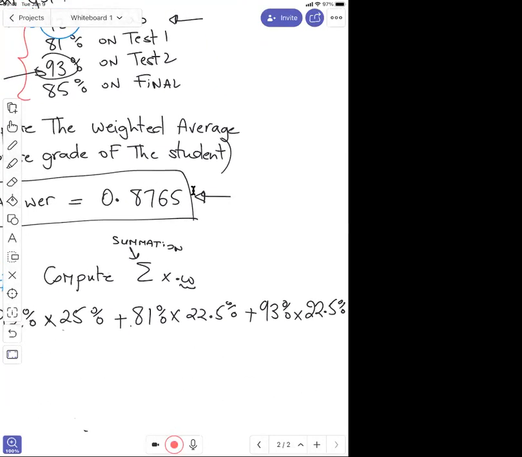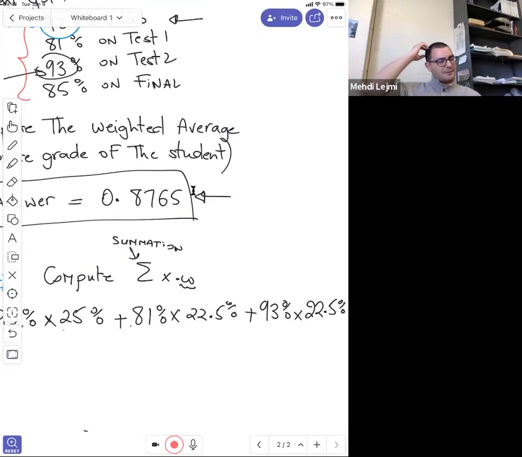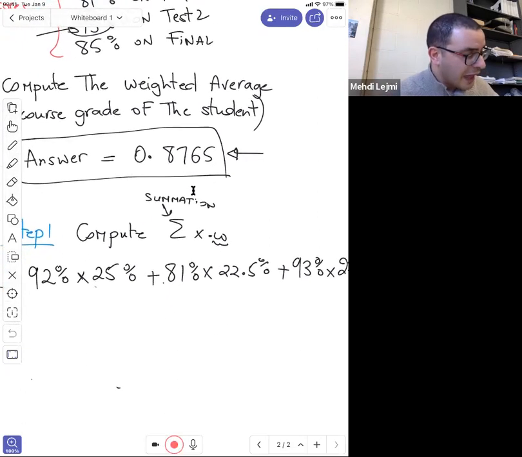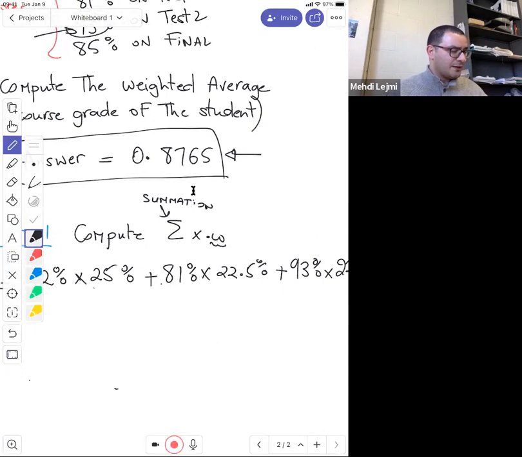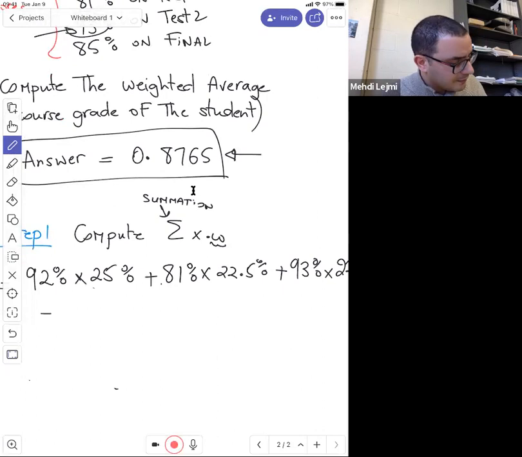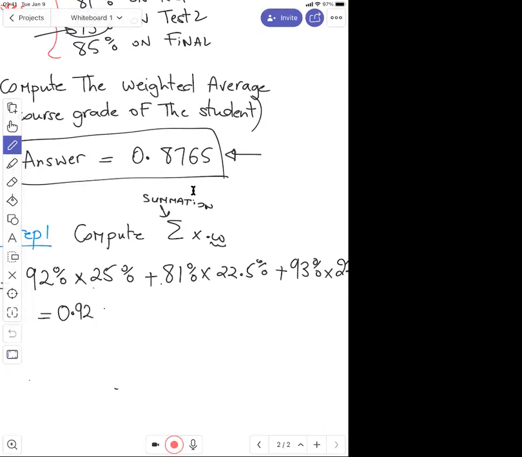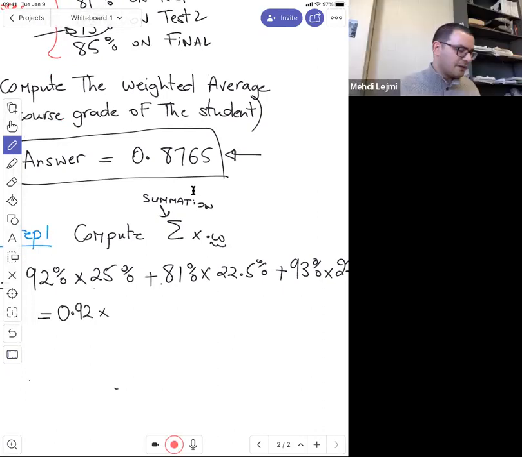Okay, now I understand that whole part. It makes more sense. Absolutely. Perfect. Now we need to convert the percentages to decimals. Take the 92%. Percent means division by 100. So 92 divided by 100, that's 0.92.